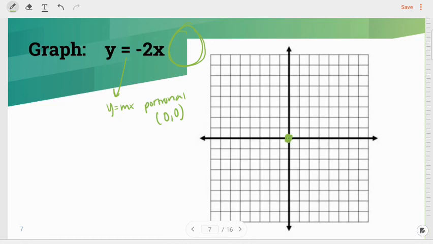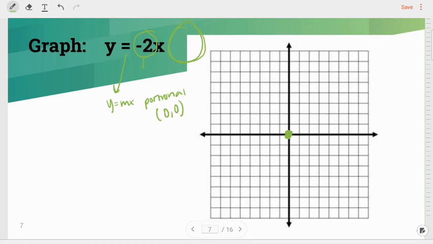And then I'm going to use my slope. So my slope is negative 2. So remember, convert it to a fraction, negative 2 over 1. Remember, slope is rise over run. So negative 2 means I'm going to rise, or go down, 2 and to the right 1. So down 2 to the right 1, and I've got my graph.